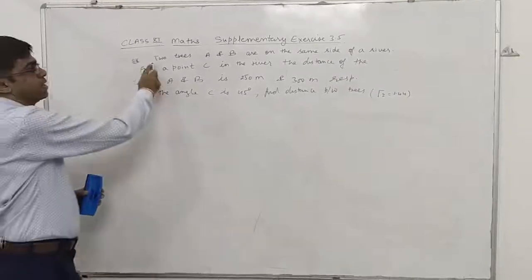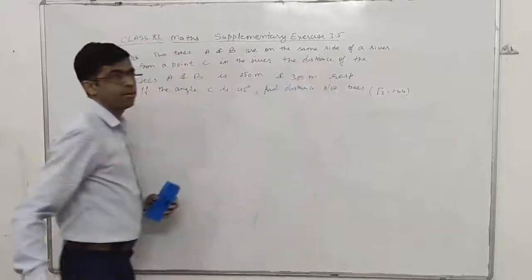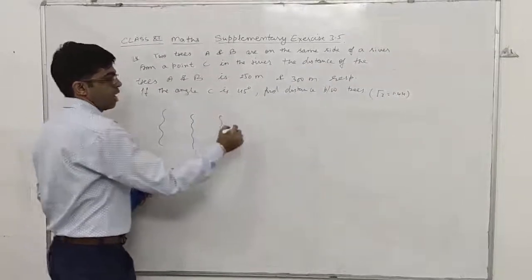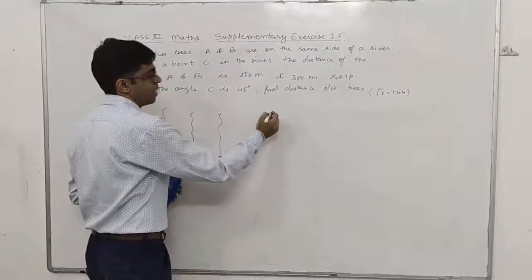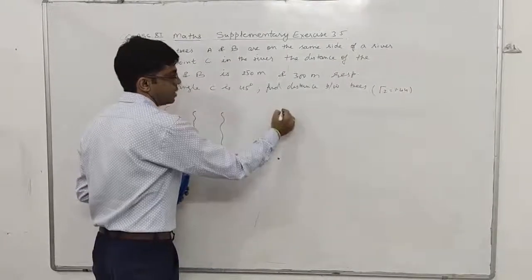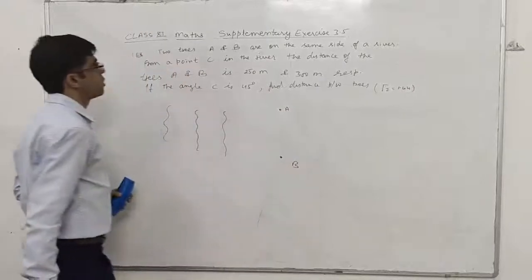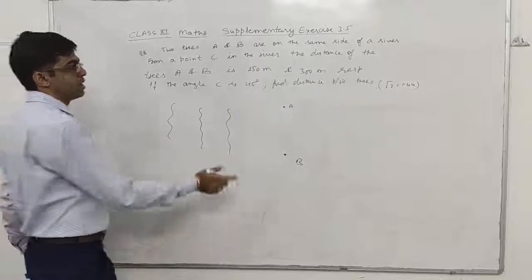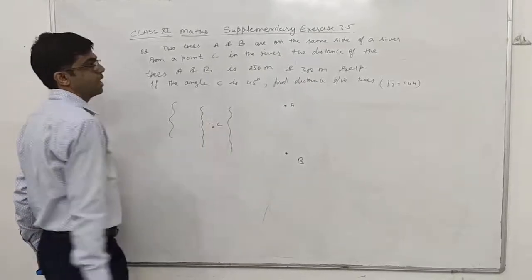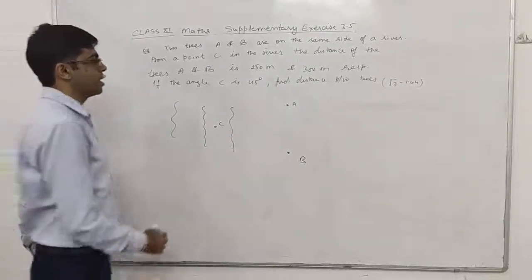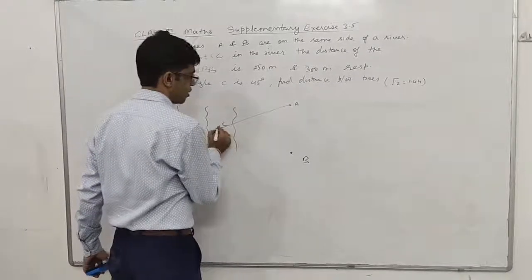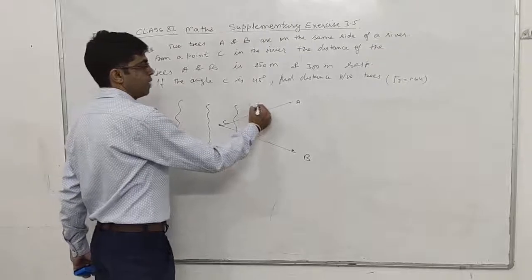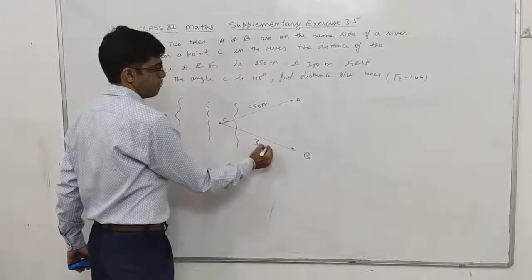Now question number 16: two trees A and B are on the same side of the river. This is the river and the same side. A and B are on one side. These are the two trees. From a point C in the river, the distance of the trees A and B is 250 meter and 300 meter respectively.